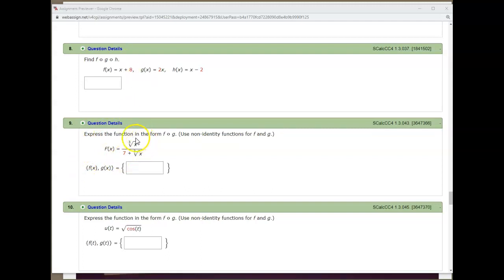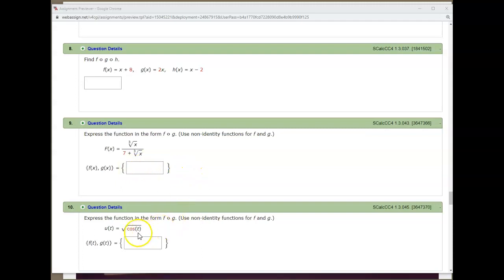So they're trying to have you express a function in the form f of g, using non-identity functions for f and g. So f of g says I put g inside. Notice the thing that's repeated here. See the g? So everywhere I have a cube root of x, I could put an x and I get my f and g. They already have the braces. They just want a comma. So I might put for f here x divided by 7 plus x. And for g I'd put the cube root of x.